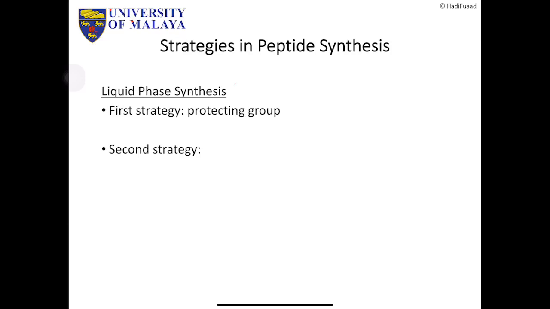So, strategies in peptide synthesis. We've looked at the first strategy in liquid phase synthesis, or I like to call it conventional synthesis. So the first strategy is using a protecting group. So what is the second strategy? Let's have a look.